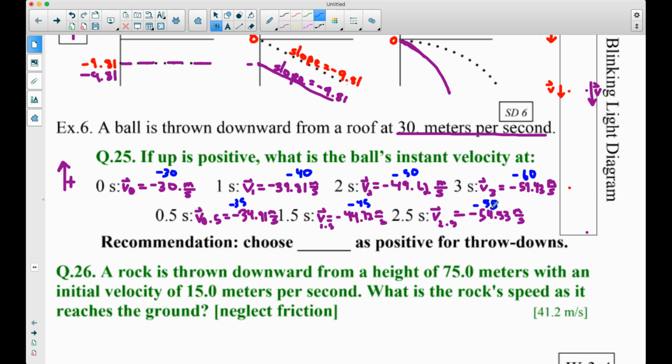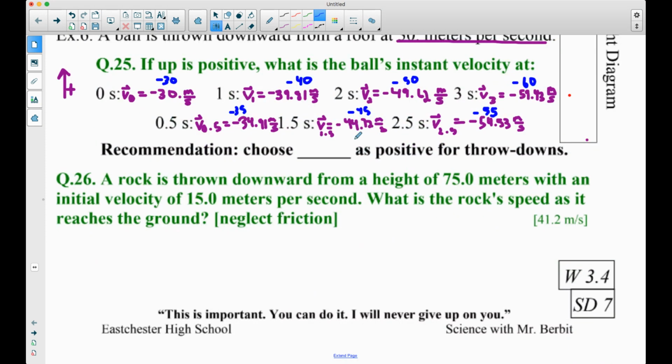Okay. Recommendation. As you're calculating, as you'll see in question 26, as you calculate a throwdown, I recommend, since the velocity is down and the acceleration is down and the displacement is down, I say call everything positive. I say choose down as positive for throwdowns. Let's check this problem out.